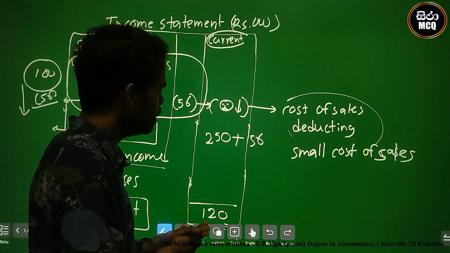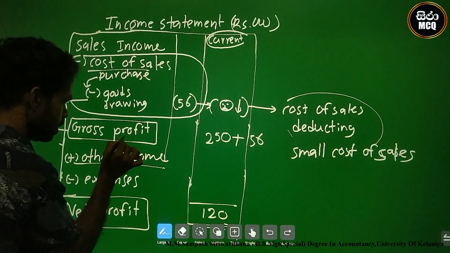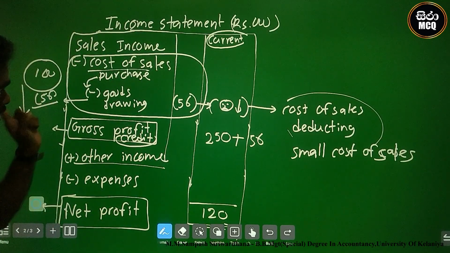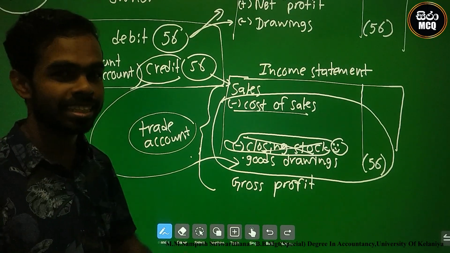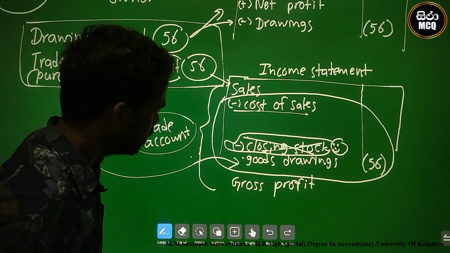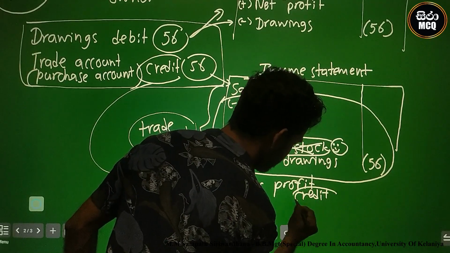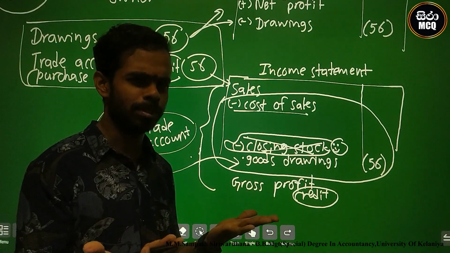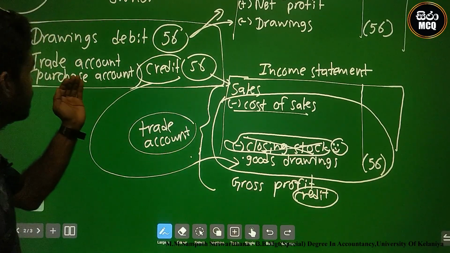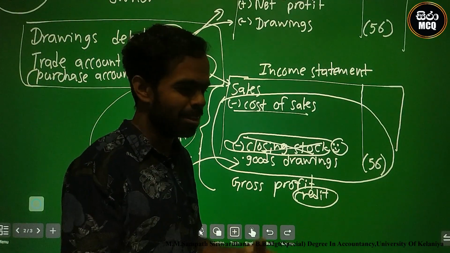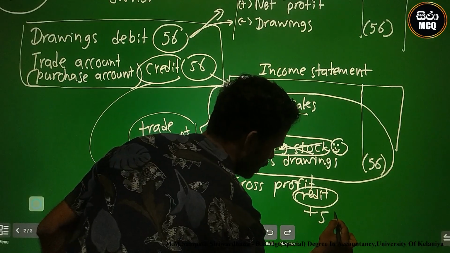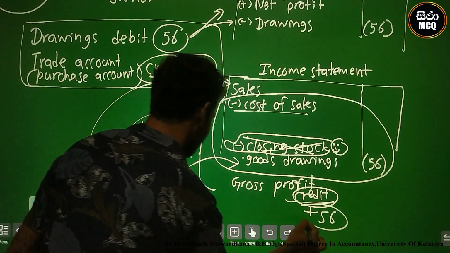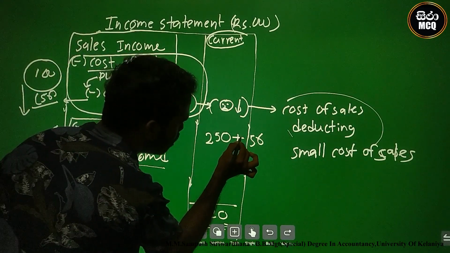Another method: I said that the gross profit is a credit one. Look here, gross profit is a credit person. Look here, this double entry, trade account credit, no? The trade account means this. The gross profit is a credit person. This side is another credit side. They must add 56. Why? This 56 is a credit side. Credit plus. At this time, we can plus to gross profit. Look here, plus to gross profit.